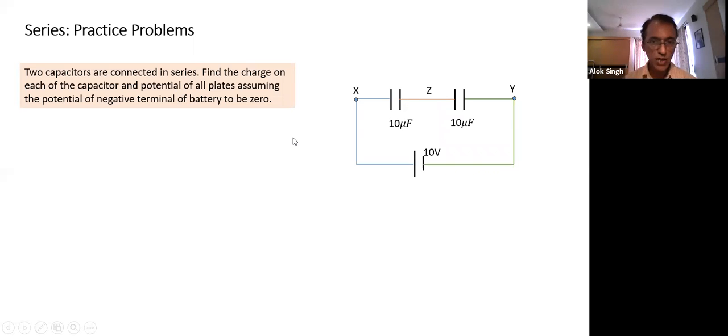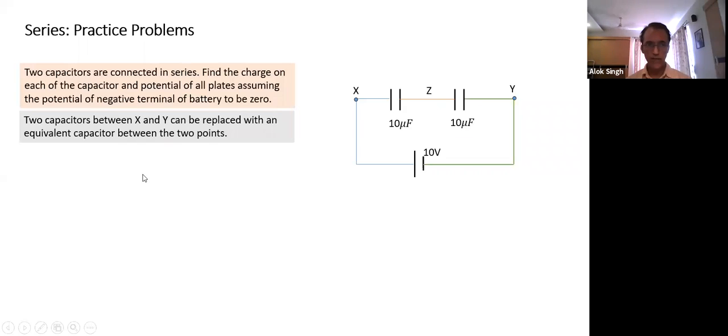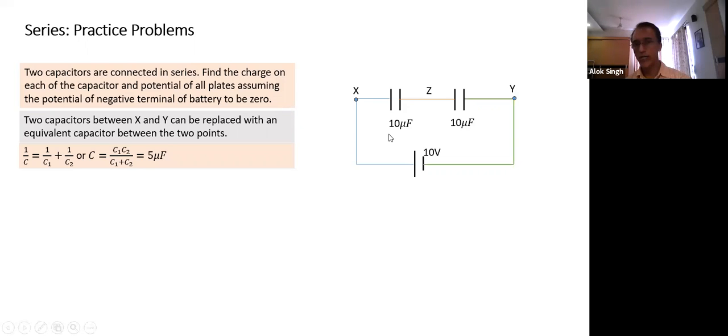Let's pay attention to the simple method, and we'll repeat it many times. Every time we find it easier. First, I find these two are connected in series. Replace these two capacitors with one single capacitor of equivalent capacitance. This system of two capacitors is connected between the two points X and Y. So I can replace these two capacitors with one single capacitor connected again between the same two points X and Y.